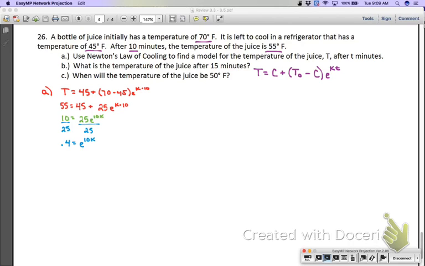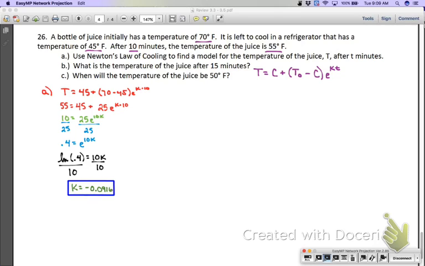Now I need to get rid of the e. I'm trying to find K, so I'm going to turn it into a natural log. The natural log of 0.4 equals 10K. Divide that by 10, and my K value is going to be about negative 0.0916. That's rounded to 4 decimal places.